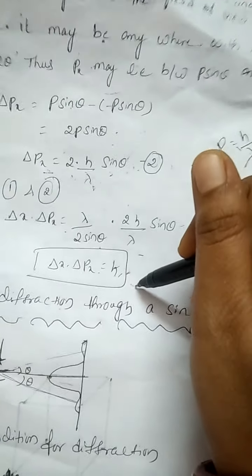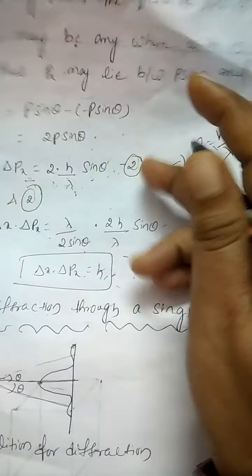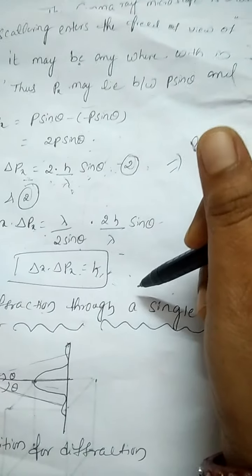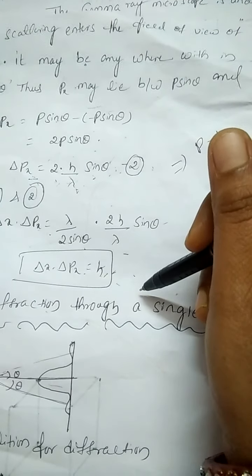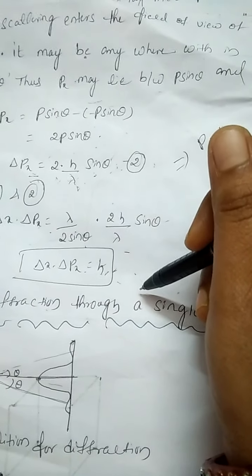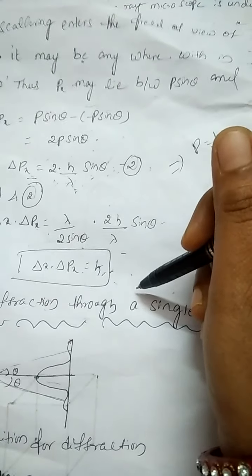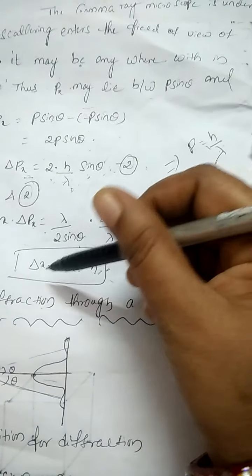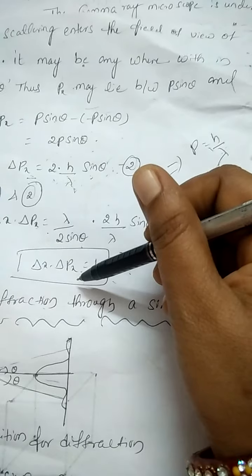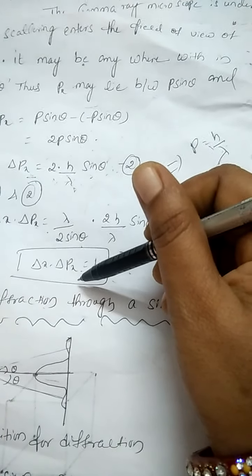By this, gamma ray microscopy also cannot measure, it is impossible to find the accurate values of position and momentum at the same time. The next one is the second example.